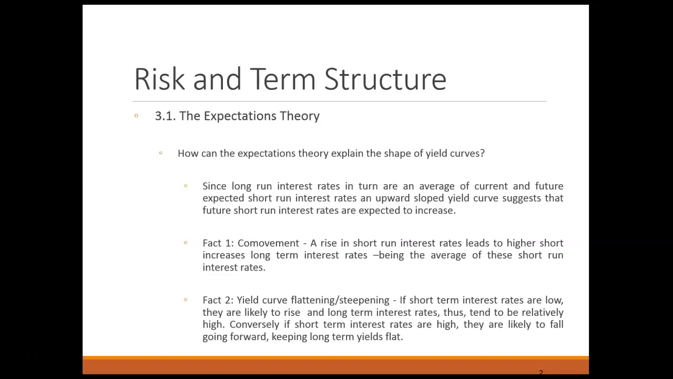Remember also that there are three empirical regularities about yield curves. Yield curves co-move, i.e. they tend to move together. Higher short-term yields imply flatter yield curves, and yield curves almost always slope upward. Now, how does the expectations theory perform in explaining these three facts? It does fine on the first fact.